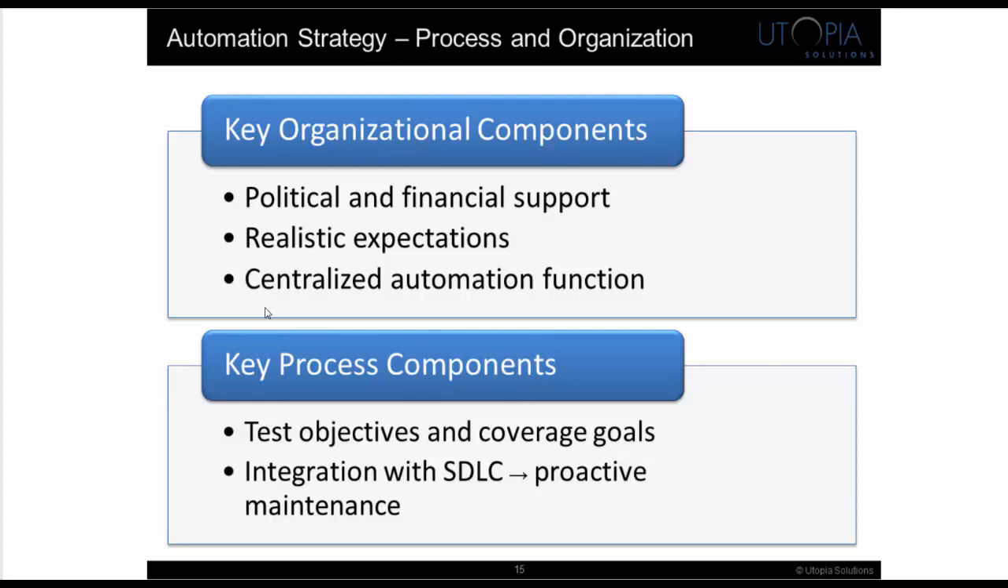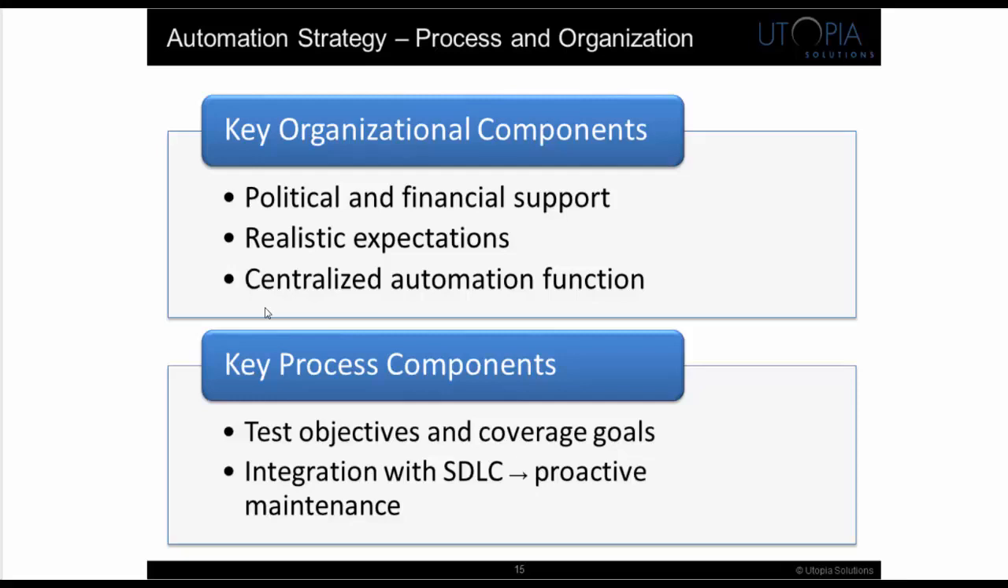So the key organizational components that need to be part of your strategy, first, as I alluded to, political and financial support. Test automation is an investment, and you need to hang in the game long enough to get a return on that investment. So the expectation of a quick payback is probably not realistic depending on what you're doing. So you need to have the appropriate political and financial support to see it through the process. Very closely related to that, realistic expectations. What am I going to automate realistically? What is it going to cost, and what is my return going to be?